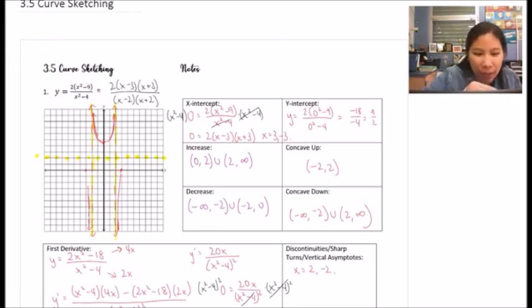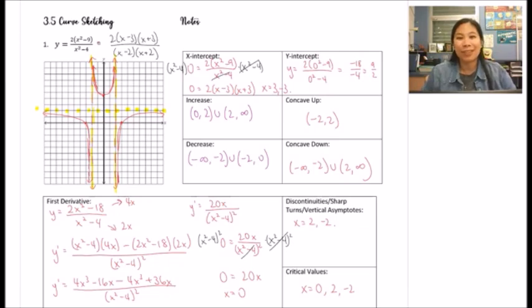So I'm just going to draw in my asymptotes, and then I can fill in my graphs so that they get close to the asymptotes but don't actually touch. And there's the sketch of my curve. All right, that's basically it for this section.